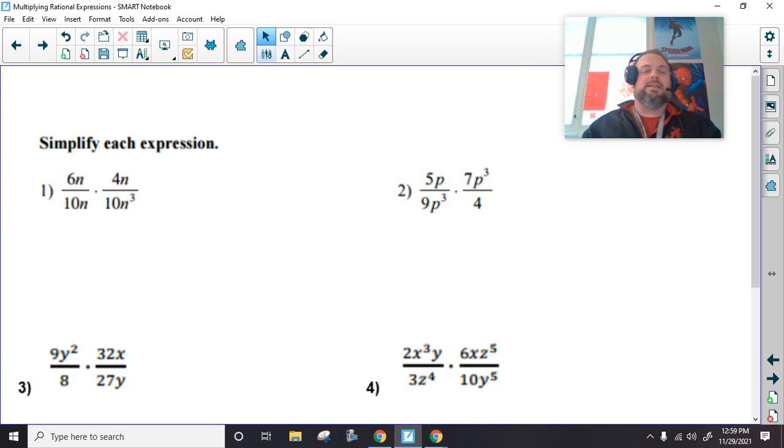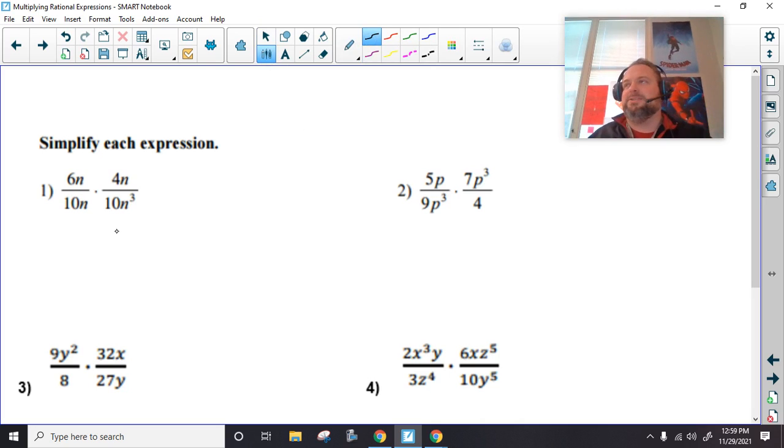All right. So we're going to multiply rational expressions. Basically, it's just fractions now with letters in it.